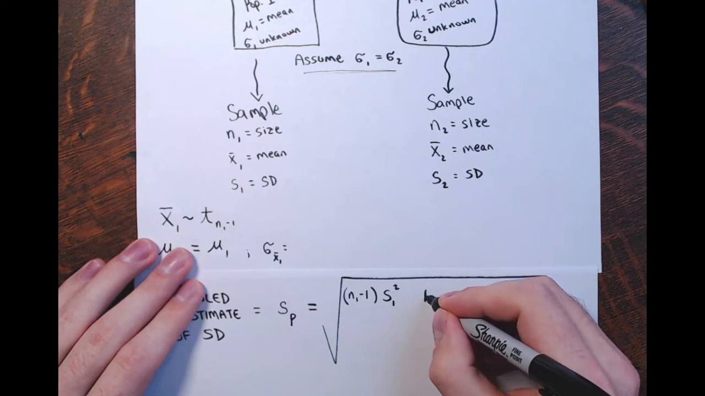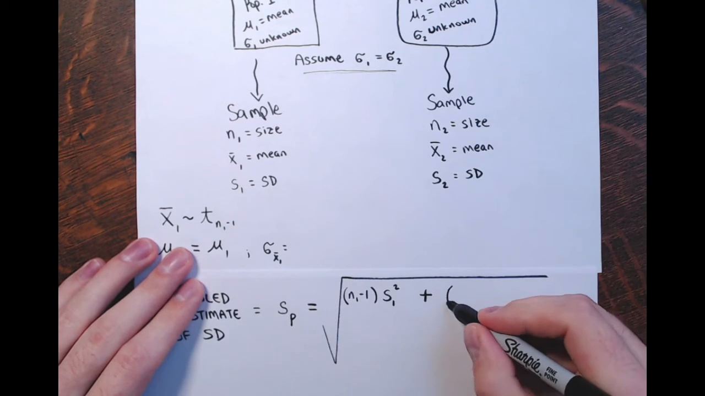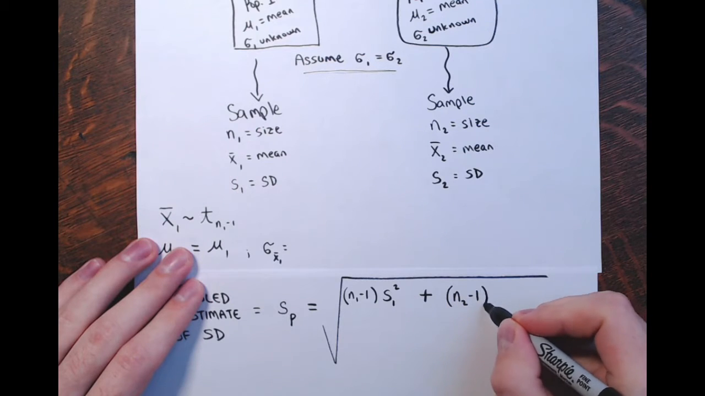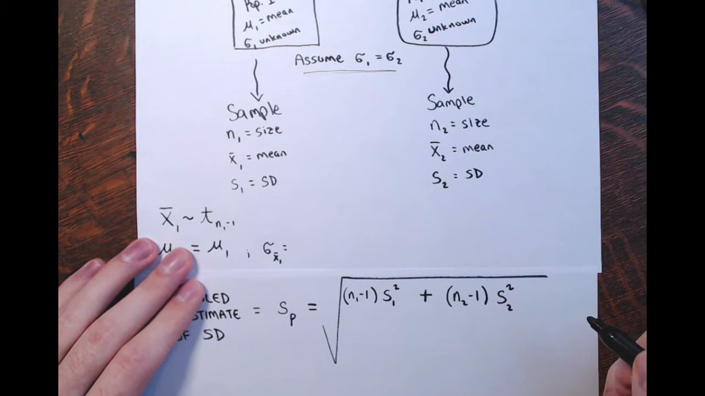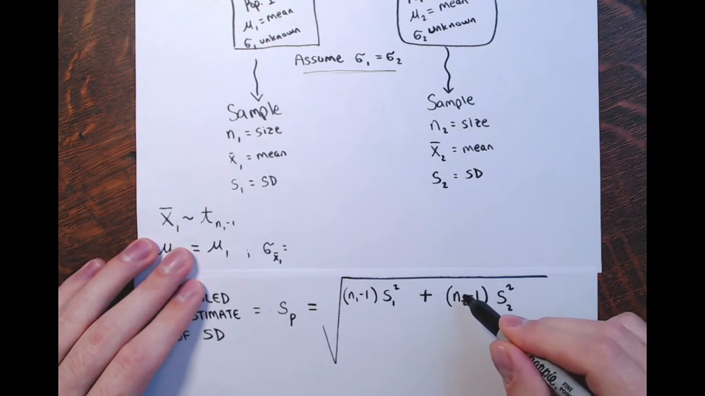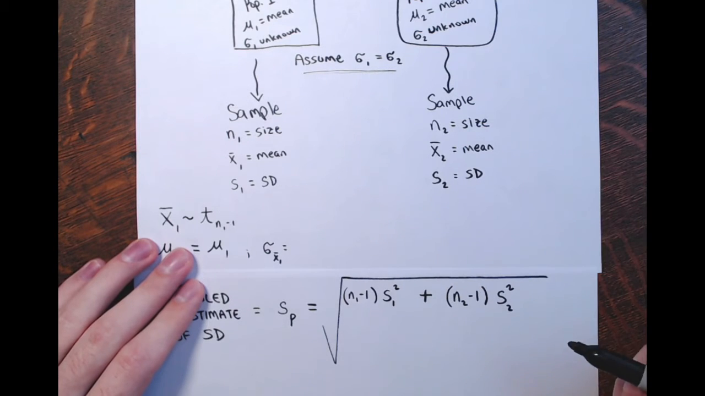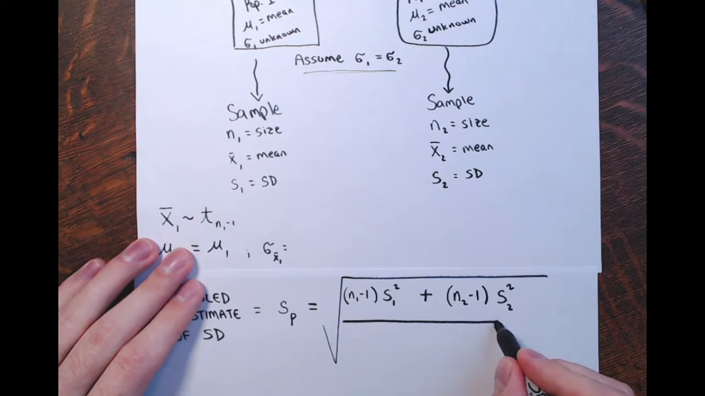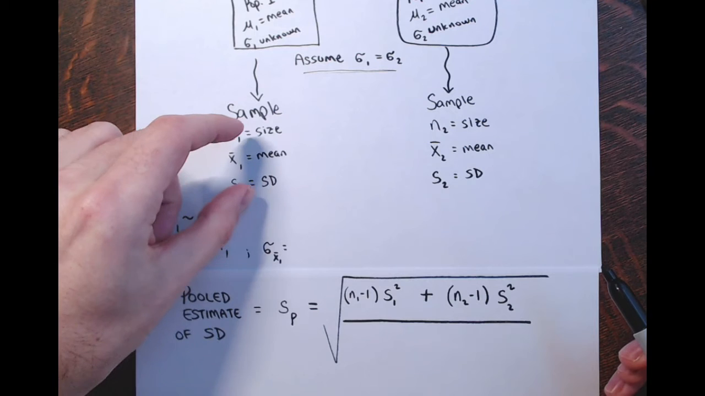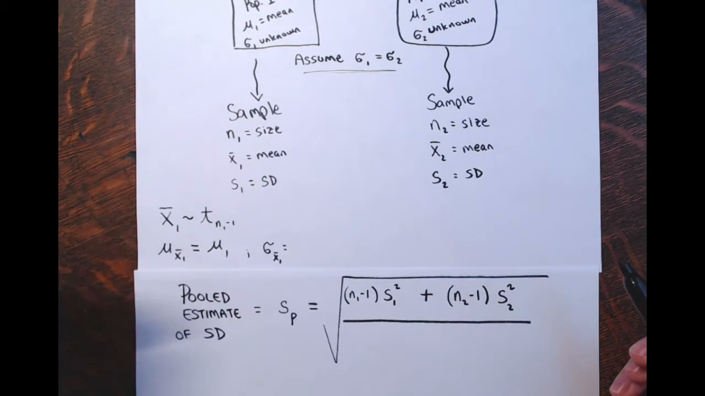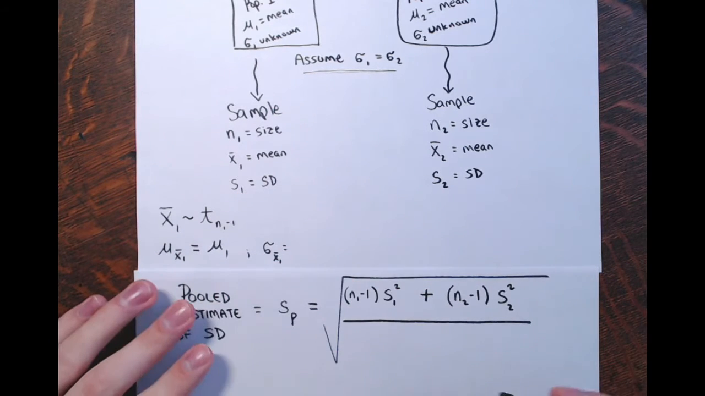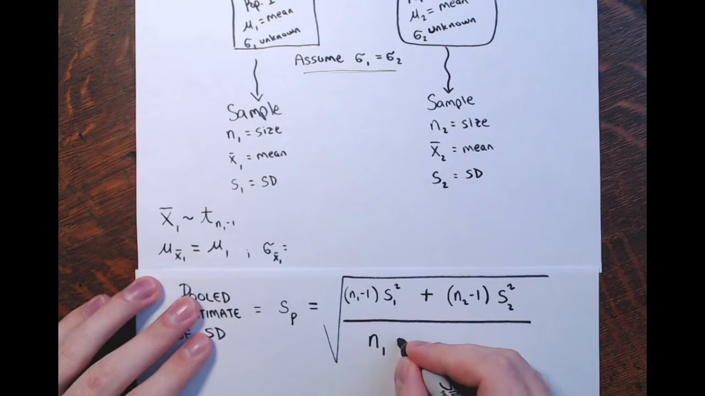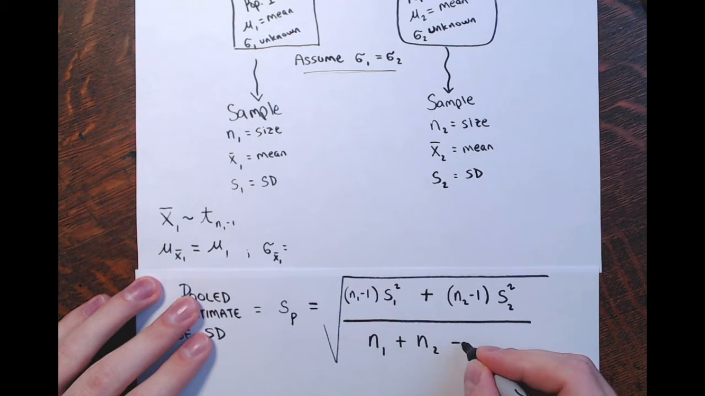And I do the same thing for sample 2. Take the sample size minus 1 times S2 squared, the variance for sample 2. And this will give me the sum of the squares of the deviations for all the values in sample 2 without knowing the values in sample 2. All right, and then this gets divided by basically the degrees of freedom for each of these t distributions put together. n1 minus 1 plus n2 minus 1. So the denominator here is n1 plus n2 minus 2.